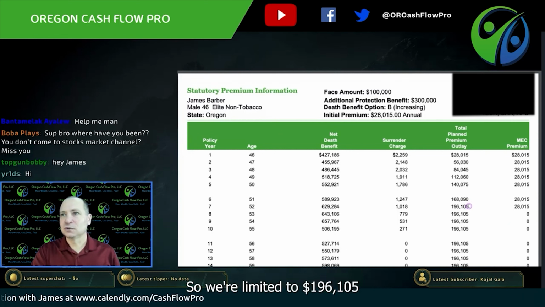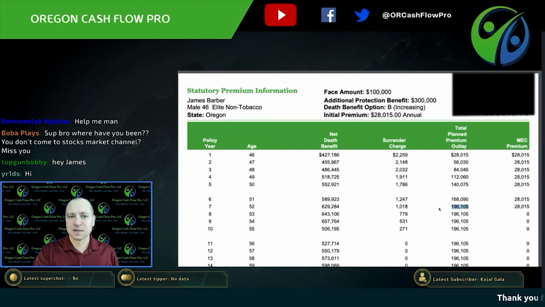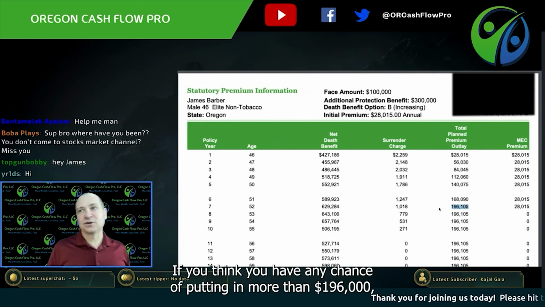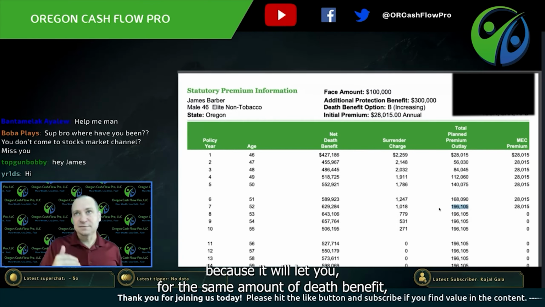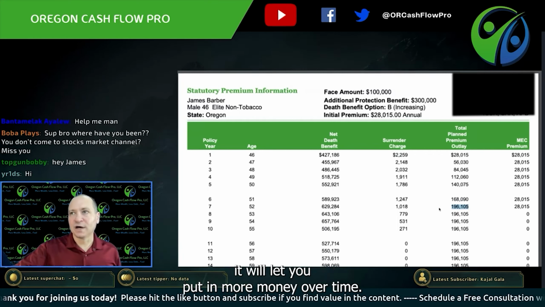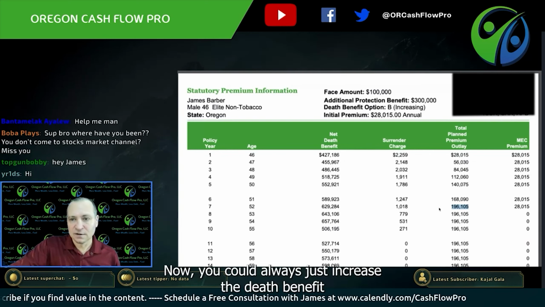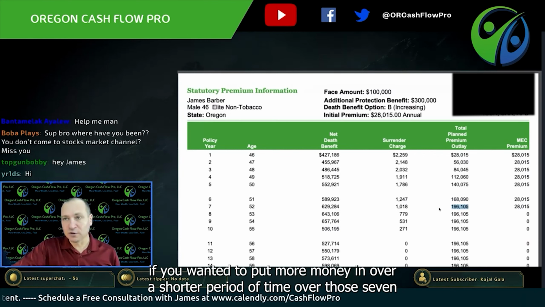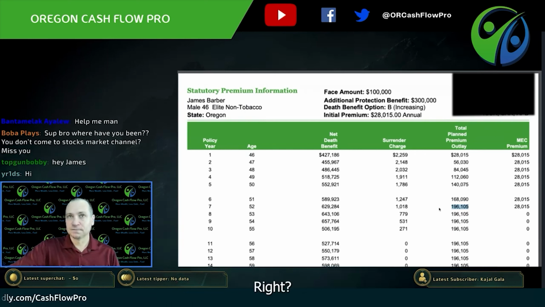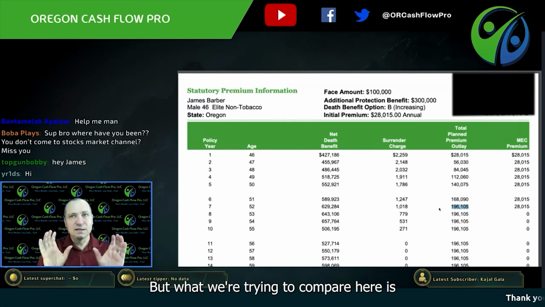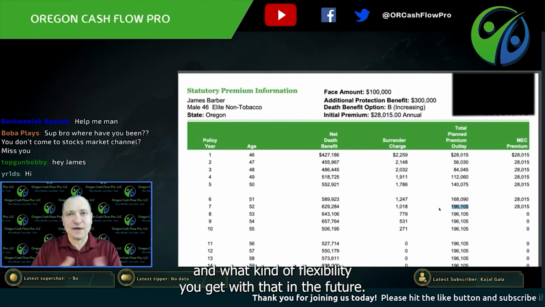So we're limited to 196,105 with this cash value accumulation test. If you think you have any chance of putting in more than 196,000, you're going to want to use the other test because, for the same amount of death benefit, it will let you put in more money over time. Now, you could always just increase the death benefit if you wanted to put more money in over a shorter period of time, over those 7 years. You can just increase the death benefit. That increases your MEC limit, right? But what we're trying to compare here is the different MEC limits, how those affect it, and what kind of flexibility you get with that in the future.